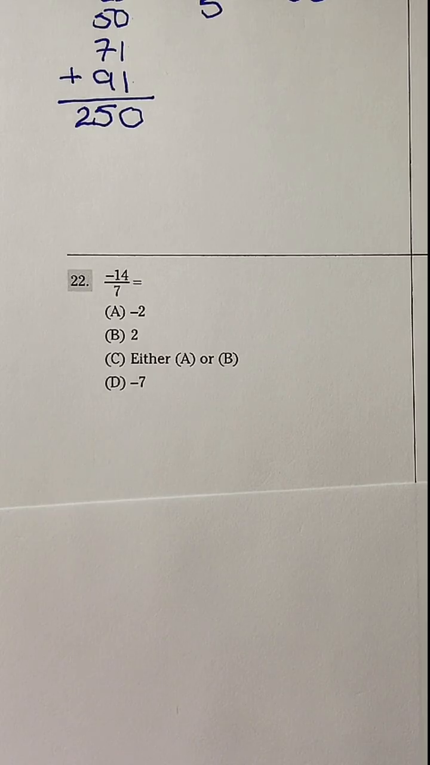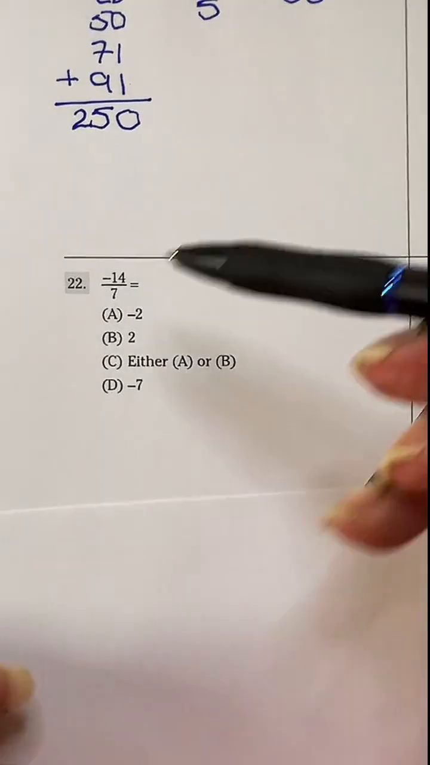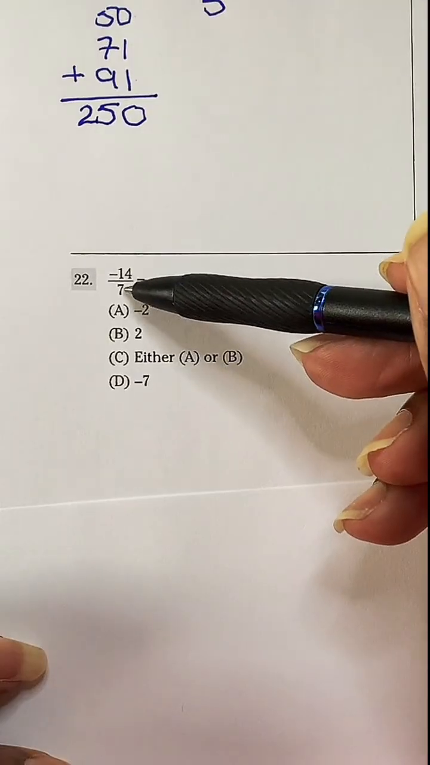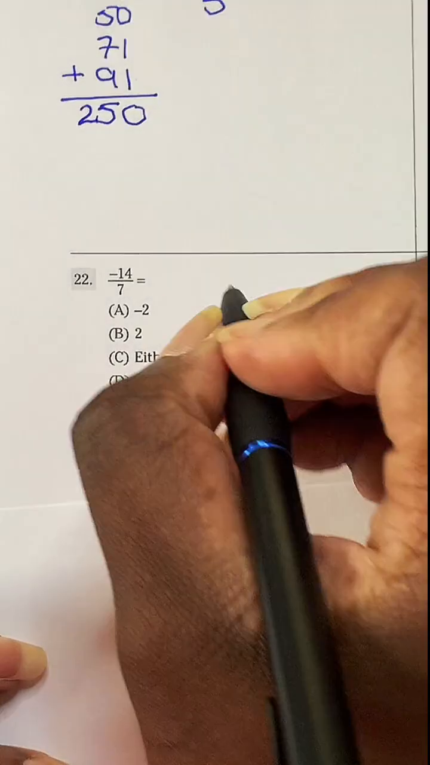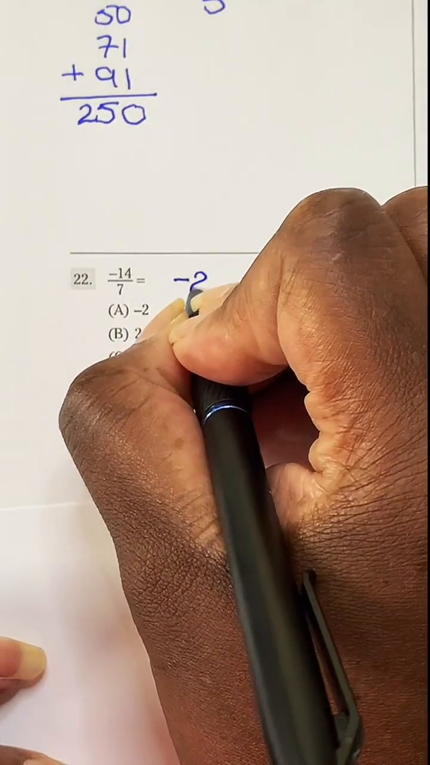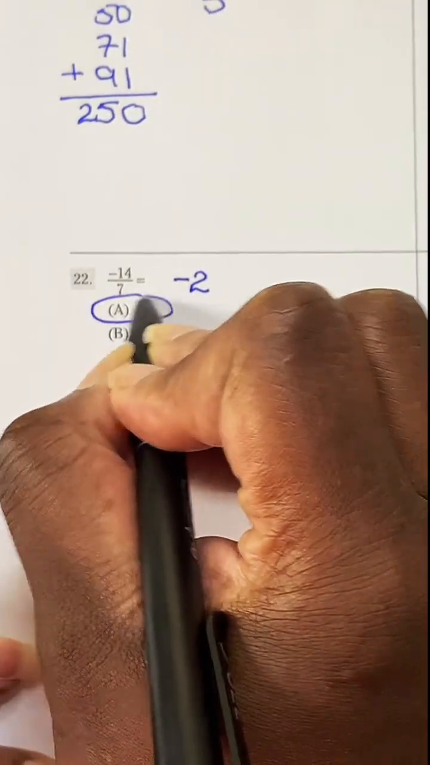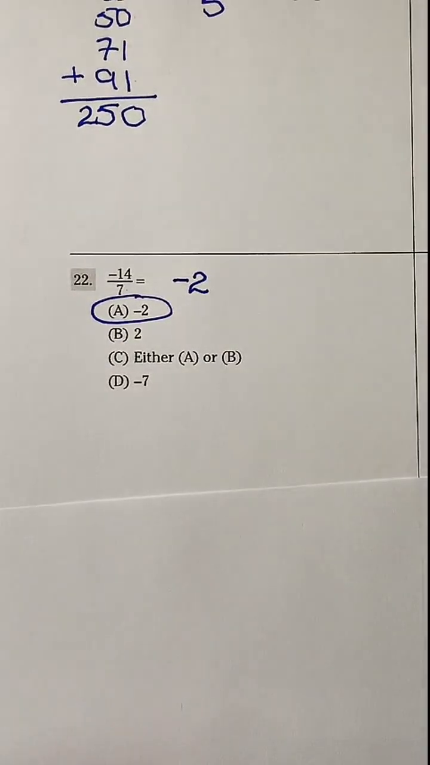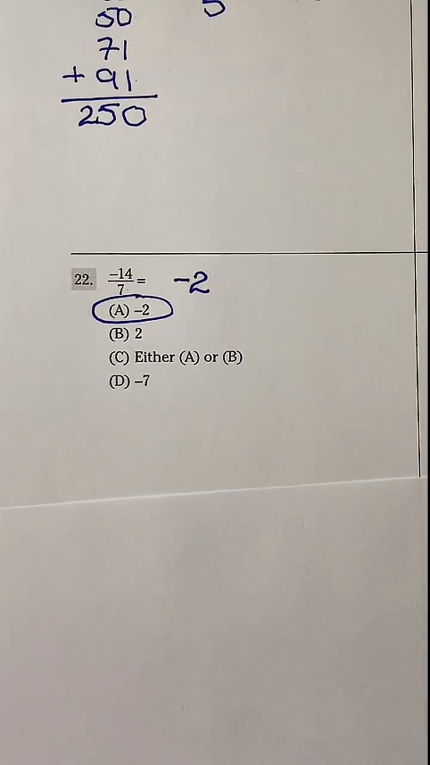Okay, it's not an absolute value, it's just straight division. Okay, so negative 14 divided by 7. When they are opposite signs, your answer is always going to be negative. Then 14 divided by 7 gives me 2. Your answer should be A. Okay, it's going to be A.